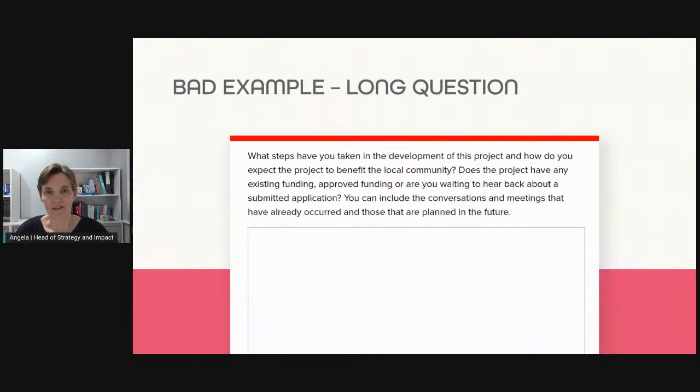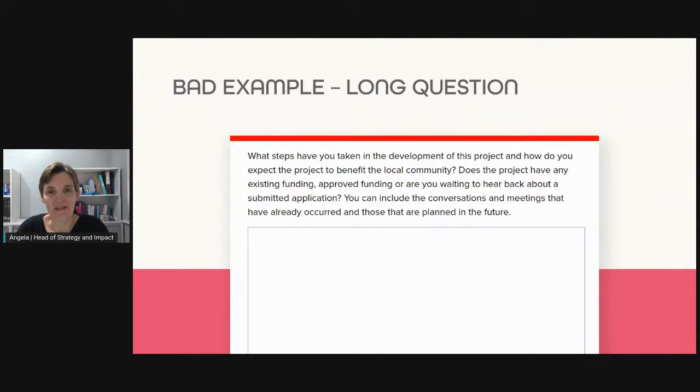We also want to think about the length of our questions. I'm not sure how easy this is for you to read on the screen, so I'm just going to read it out. This is our long question. What steps have you taken in the development of this project? And how do you expect the project to benefit the local community? Does the project have any existing funding, approved funding, or are you waiting to hear back about a submitted application? You can include the conversations and meetings that have already occurred and those that are planned in the future.